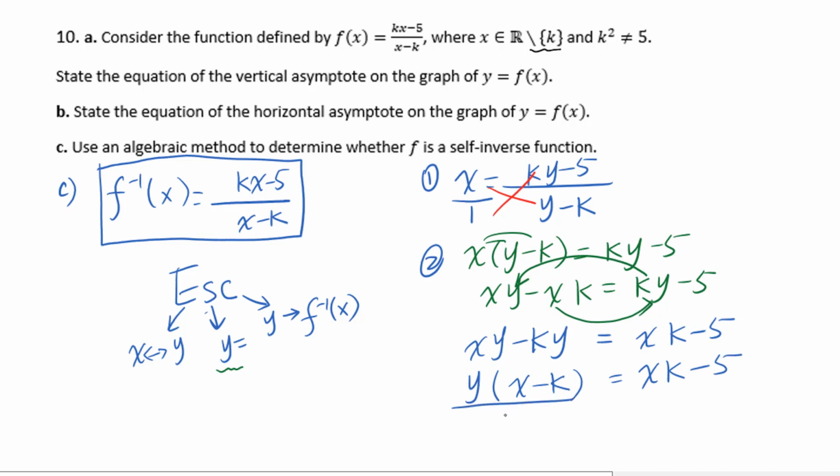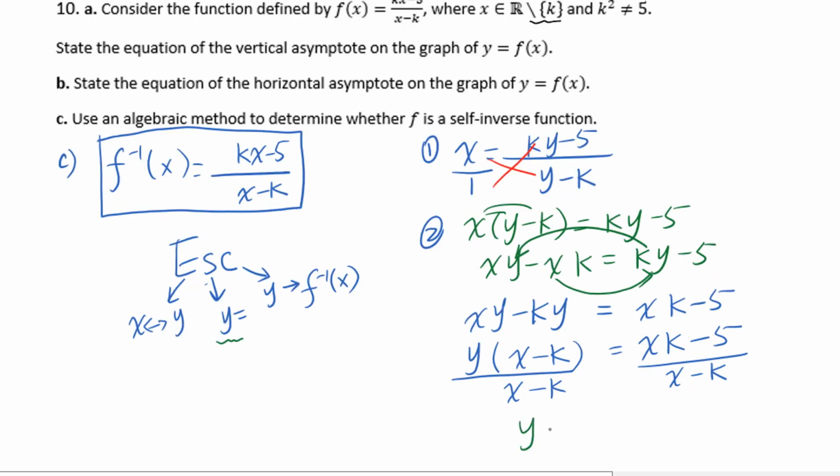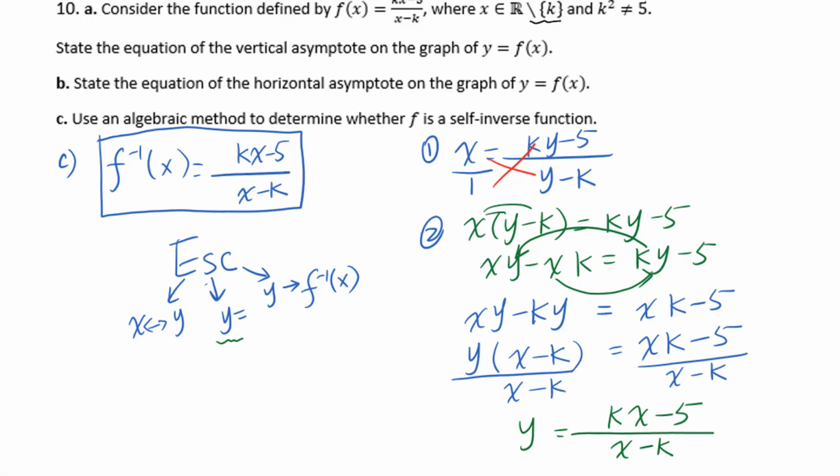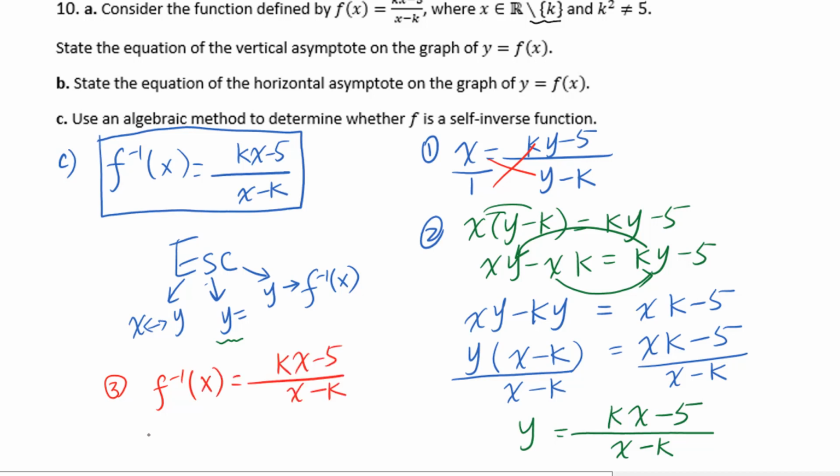Then divide by x minus k on both sides. You will get y equals, the denominator is x minus k, and at the top I write down kx minus 5. Then last step, you will change y into the inverse symbol. Then you can draw a conclusion. So f is a self-inverse function.